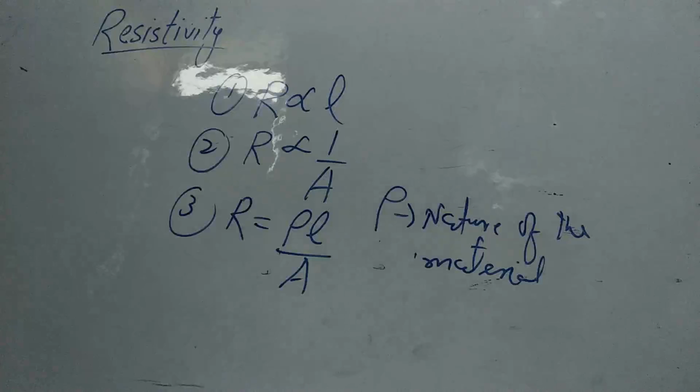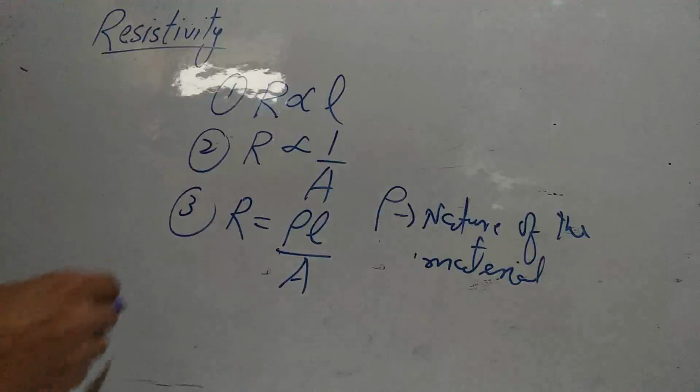What is the material made up of? Is it iron? Is it copper? Is it silver? Is it gold, etc.? So it will depend on the nature of the material. This is rho. It's called electrical resistivity or specific resistance.